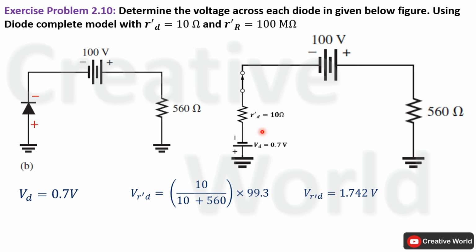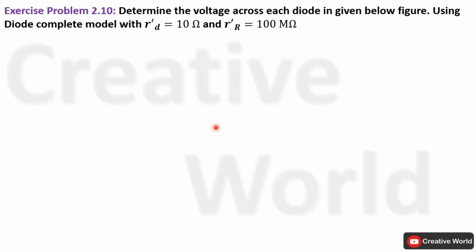After calculating the voltage across this dynamic resistance, now we have to find the voltage across this complete model. In order to do that, we will add up these two voltages because these are connected in series. So the complete model of the diode will have a voltage across its terminals of 2.442 volt. Move to the next circuit diagram.